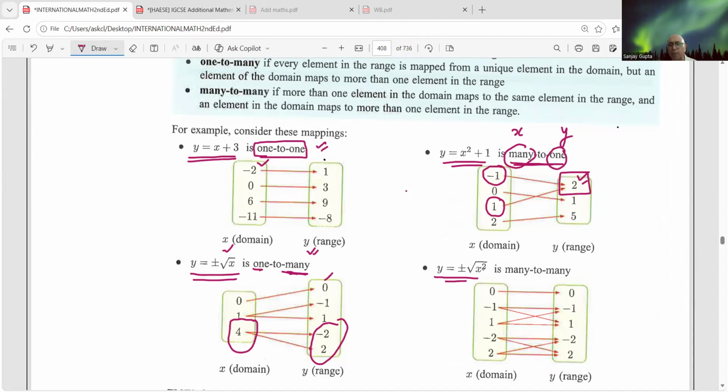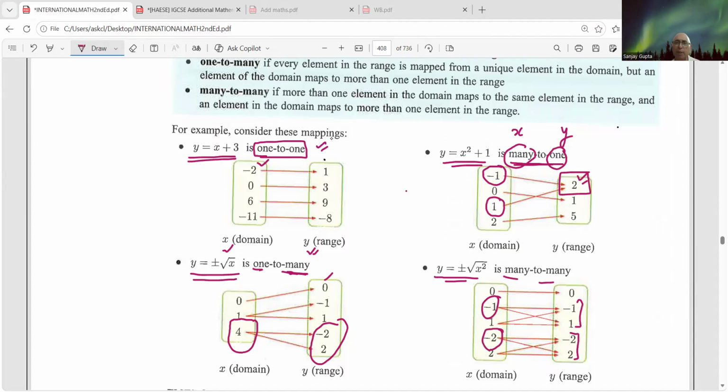And in the last one, if you do plus minus root x square, if I take -1, square is 1, and then again its roots are plus 1 and -1. So -1 is mapped to two values of y. Similarly, -2 square is 4, which is also mapped to two values of y. So this is many to many. Many values of x are mapped to many values of y.